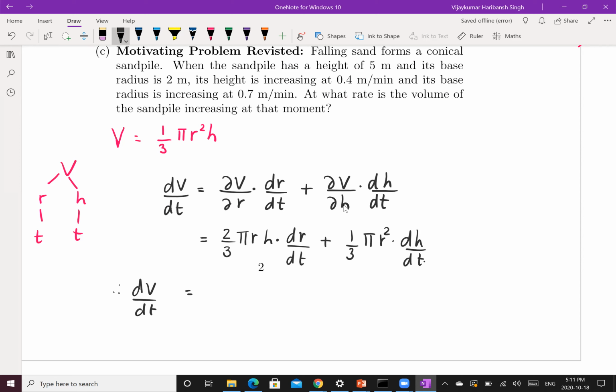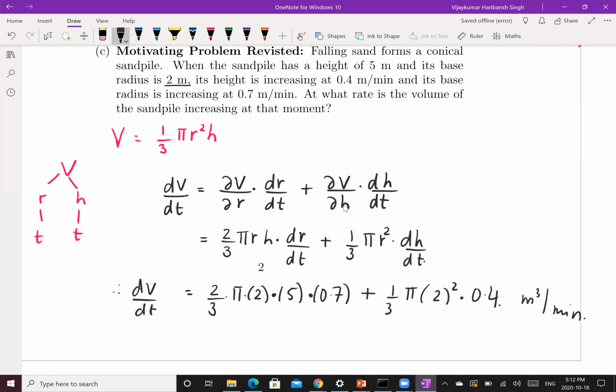let's organize this a bit. So 2/3 times pi times r. What was our r? At that moment, r was 2, so times 2. h at that moment was 5. dr/dt at that moment was 0.7. These are multiplied, plus 1/3 pi r squared, which is going to be 2 squared, times dh/dt, which is 0.4. So if you simplify, this is what we'll get, in meter cube per minute.